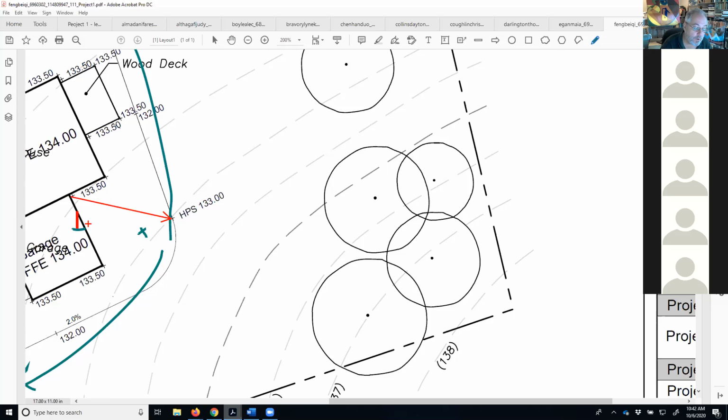What I do not want, for example, is water draining along the building here or along the building here. I want to make sure that the water is draining on the red arrow.